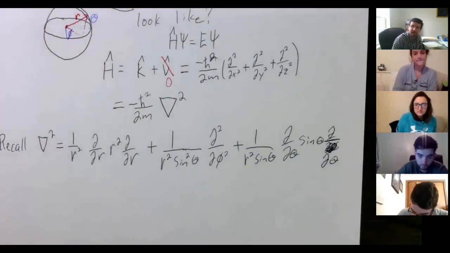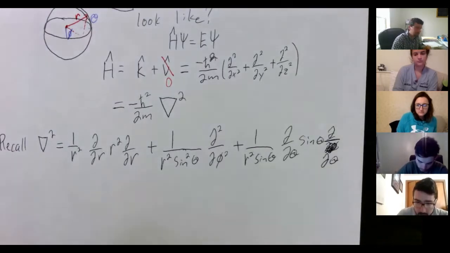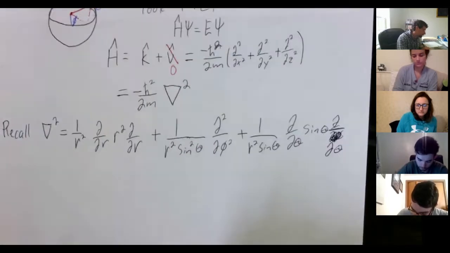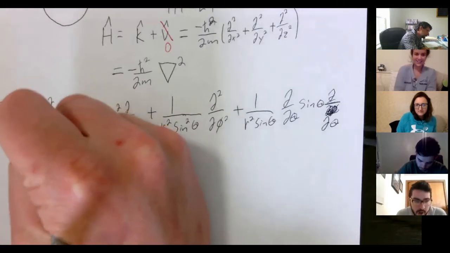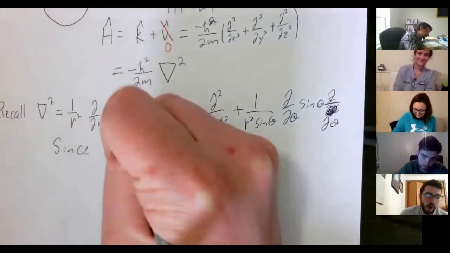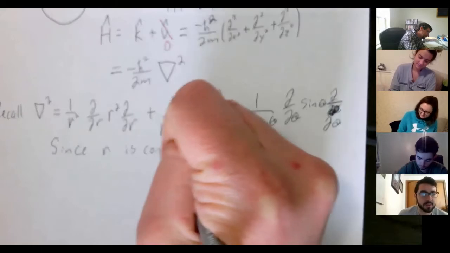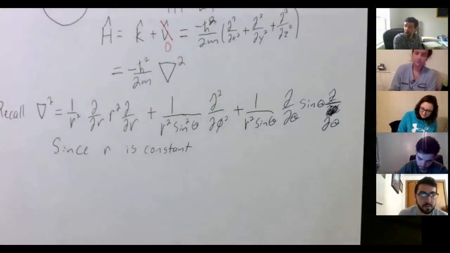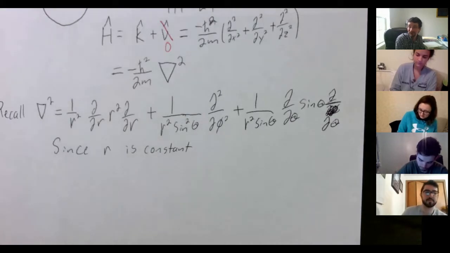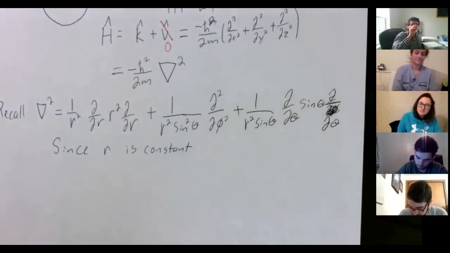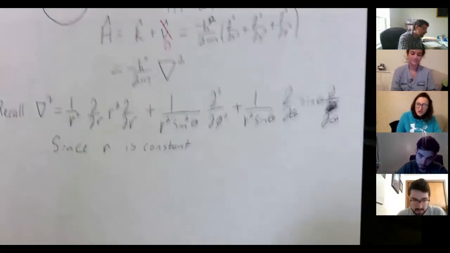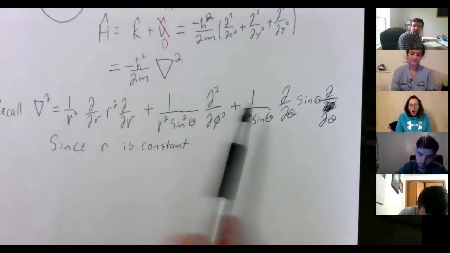Can we simplify this in any way based upon our system? Do we know if anything's constant? r. Yep, r is constant. So since r is constant, when would r not be constant? In actual atoms, r is not constant. Okay, we're going to get there, but we need to talk about some other things first. All right, since r is constant, what can be simplified in this expression?